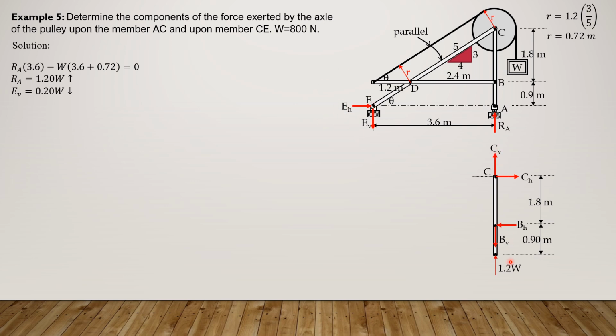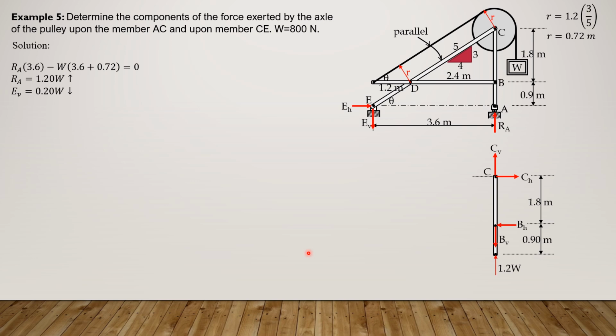So this is the free body diagram of the portion ABC. Then remember that there are two members here, and we are computing for the components of the force exerted by the axle of the pulley. This is the pulley upon member AC and member CE. So that's a free body diagram. If you sum up moment about C equals 0, so B sub H equals 0. Likewise, if you sum up moment about B equals 0, then C sub H is equal to 0.